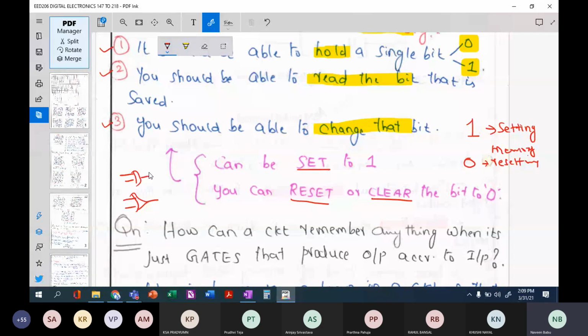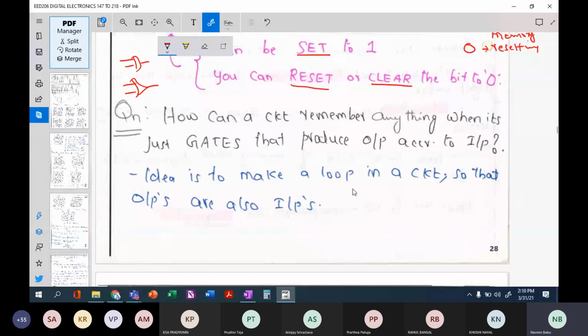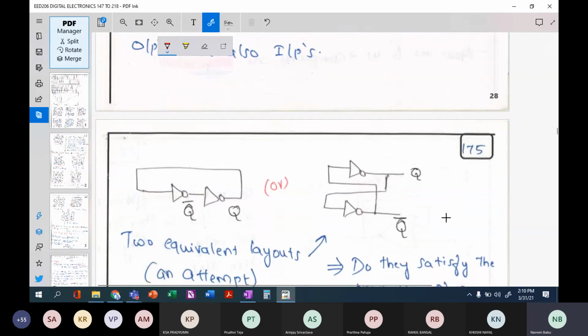Okay, fine. So the idea here is you must create a loop, right? You have to create a loop in a circuit so that your outputs are also inputs. A simple example is what I have shown here. This is a simple example where your data is always available in the circuit. How? Say, for example, you are storing 1 in your circuit. This is your circuit, and I have looped this particular circuit. What will be this output? This will be 0, and this will be 1. So your output 1 will always be there in the circuit.